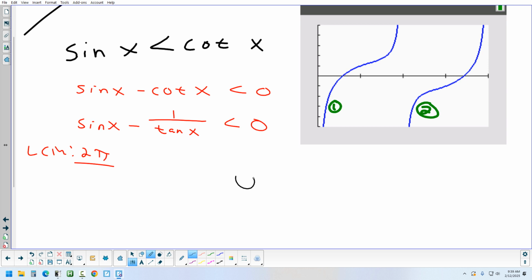Let's start with interval 1. Are we going to include or not include the left side of interval 1? Yep. Not going to include it because it's an asymptote. You cannot include the low side of interval 1. So we're going to use a parenthesis.